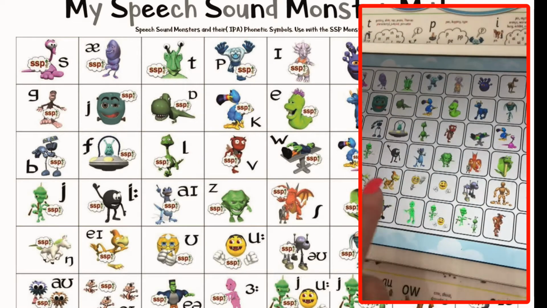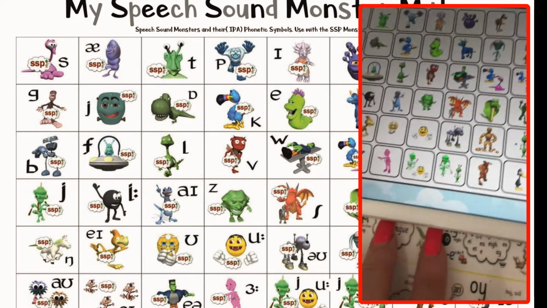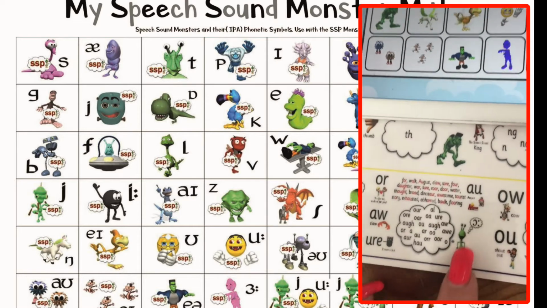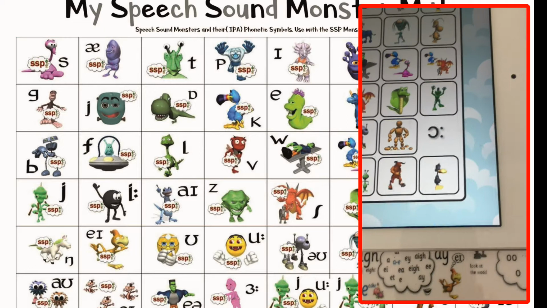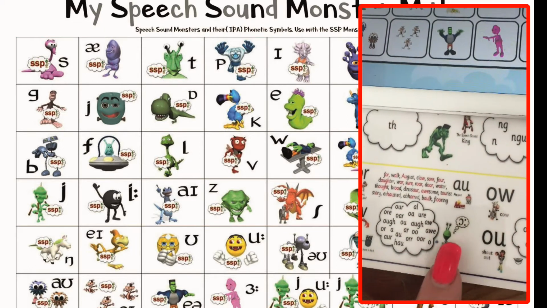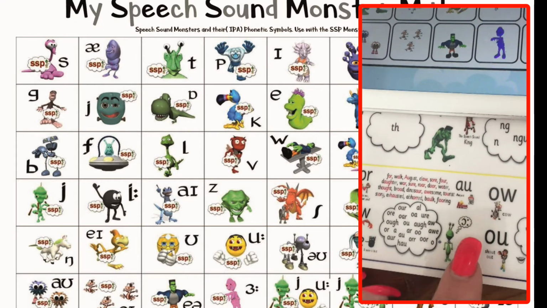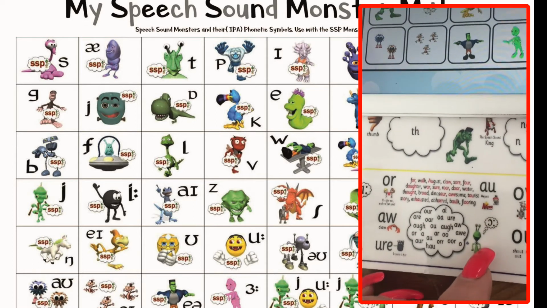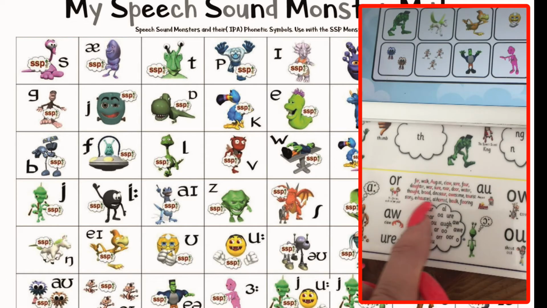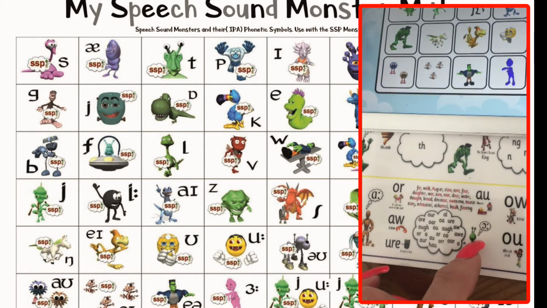So these are phonetic symbols for kids. So think about or, there's that monster or. Or. Phonetic symbol. There's the phonetic symbol, that's the speech sound monsters. So they don't need to learn the phonetic symbols because we've got speech sound monsters, which are phonetic symbols for kids. Here are all the spelling choices for that speech sound.